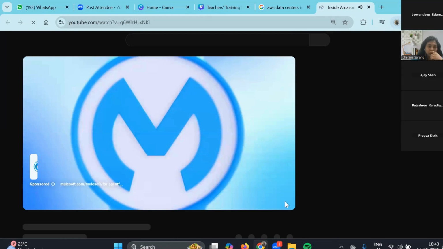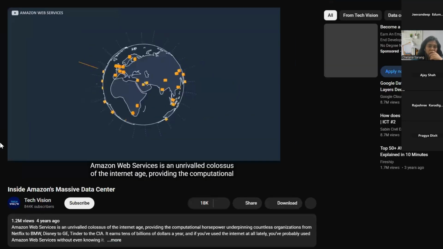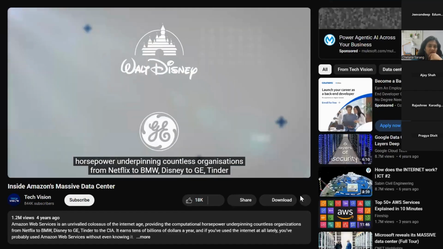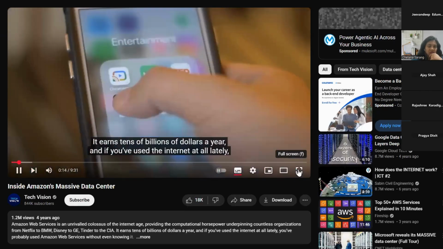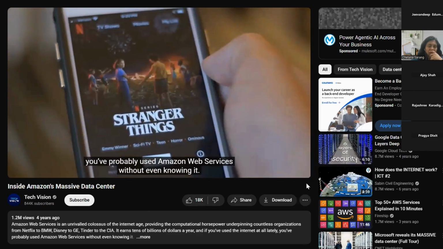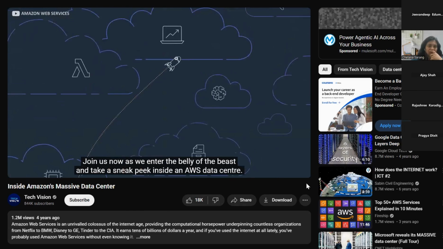Amazon Web Services is an unrivaled colossus of the internet age, providing the computational horsepower underpinning countless organizations, from Netflix to BMW, Disney to GE, Tinder to the CME. It earns tens of billions of dollars a year. And if you've used the internet at all lately, you've probably used Amazon Web Services without even knowing it. Join us today as we enter the belly of the beast and take a sneak peek inside an AWS data center.